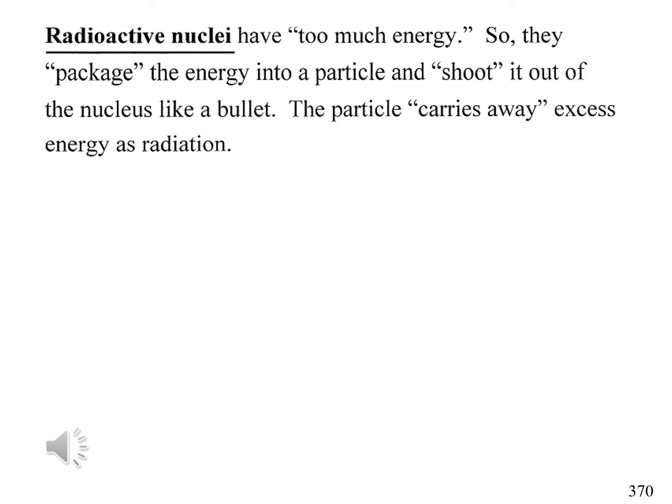So if a nucleus is too energetic, it'll package up a particle and shoot it out of the nucleus, and the particle carries away extra energy. And when it does that, the nucleus becomes more stable. Sometimes you can shoot out one particle and the atom will become stable. Sometimes you have to shoot off a whole series of particles before it becomes stable.